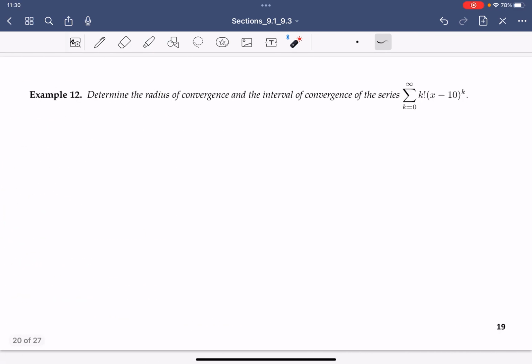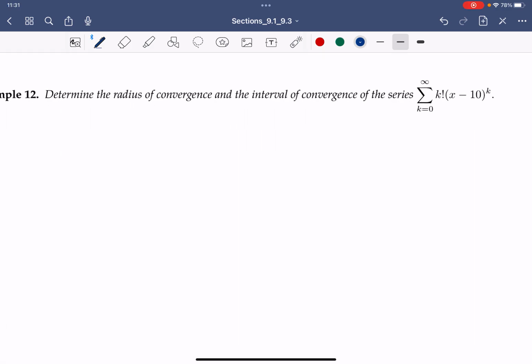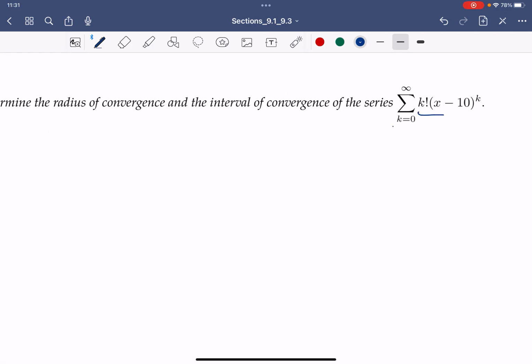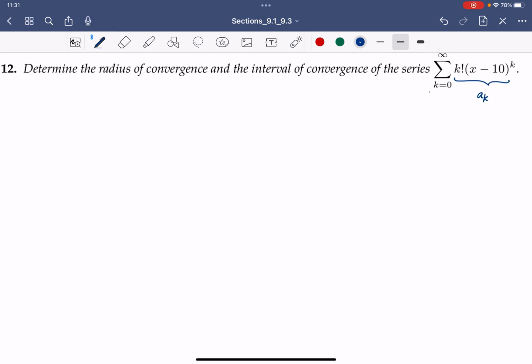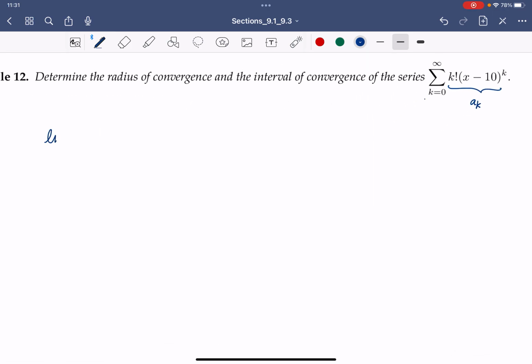Alright, let's try to do the last one here. Determine the radius of convergence and the interval of convergence of this series. So how would you do it? The same thing as before. Here, this is your a_k. So we're going to do the limit of a_{k+1} over a_k.